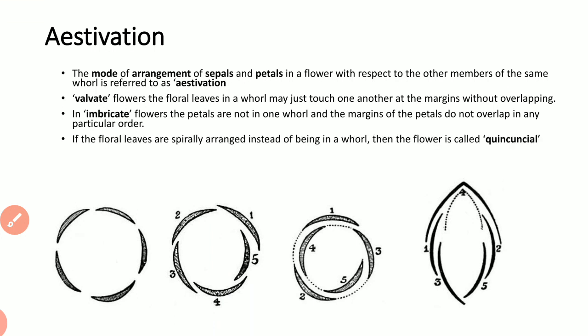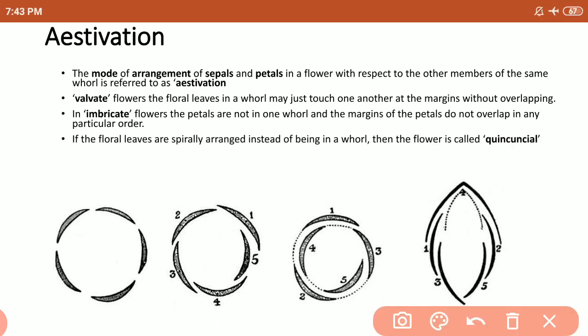Next estivation type is quincuncial. This is the quincuncial type of estivation. If the floral leaves are spirally arranged instead of being in a whorl, then it is called quincuncial. Okay, this arrangement is called a spiral arrangement. You know the spirality. Okay.